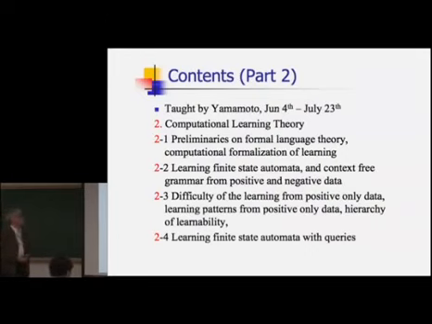The second part, the latter half, is taught by me from June 4th to July 23rd. This is on computational learning theory. At first, I give some preliminaries on formal language theory and the computational formalization of learning. Then I introduce learning finite state automata and context-free grammars from positive and negative data. The third subject is to show the difficulty of learning from positive-only data. Then I show the learning of patterns or monomials from positive-only data and show the hierarchy of learnability. The last content is learning finite state automata with queries. We will explain later more precisely.